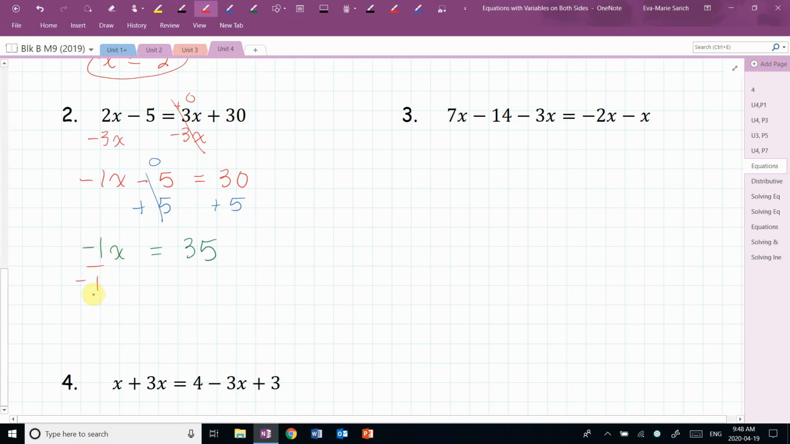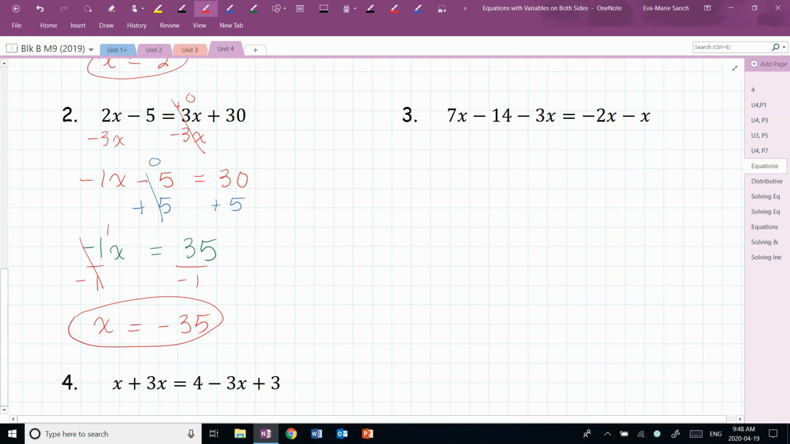So we're dividing by negative 1. Divide this side by negative 1. Negative 1 divided by negative 1 is 1. That gives us x. And 35 divided by negative 1 is negative 35. We've solved it.